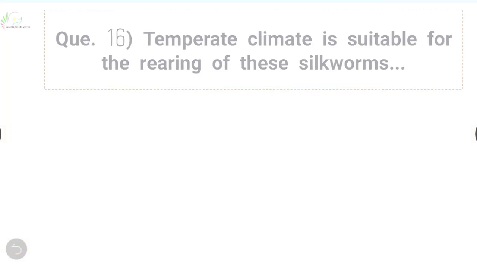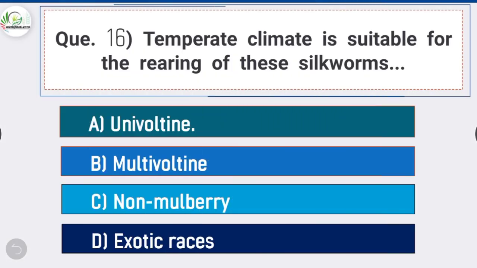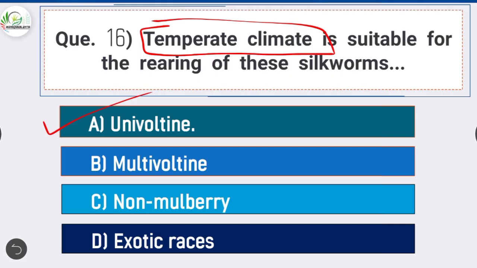Question number 16. Temperate climate is suitable for the rearing of these silkworms. Option A is the correct answer. Univoltine. Temperate climate is suitable for univoltine silkworms.